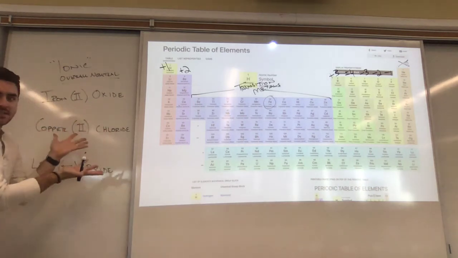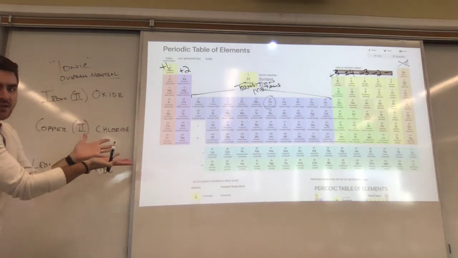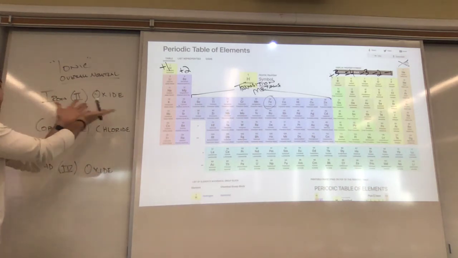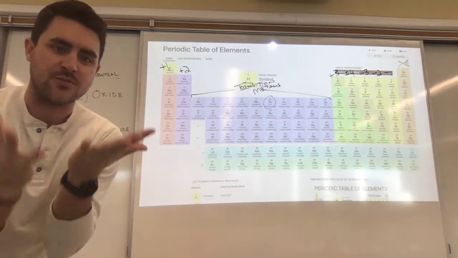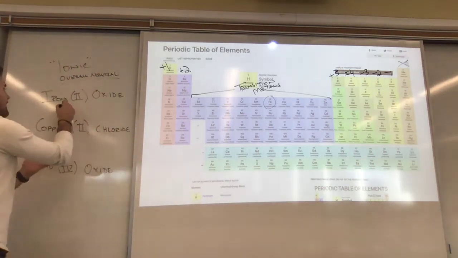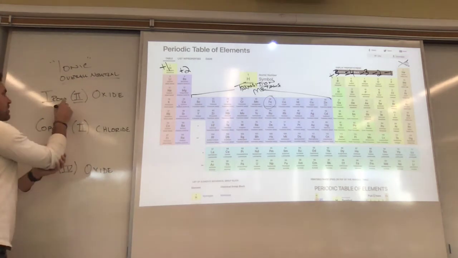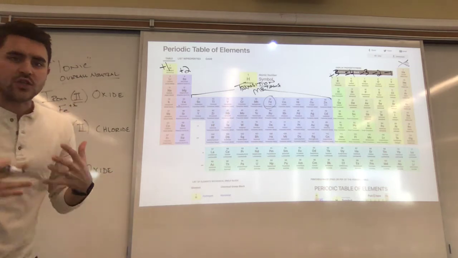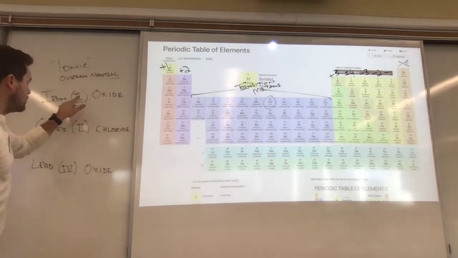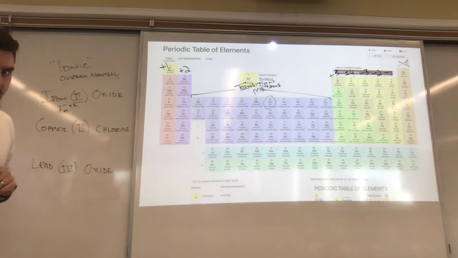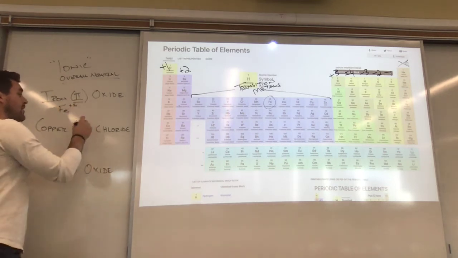The naming scheme is different. It's not just iron oxide anymore. Now it's iron 2 oxide. The name tells me exactly the charge of iron. The Roman numeral tells me the charge. What is the charge of iron? It's +2. Only transition metals will tell you the charge. Okay? Only transition metals will tell you the charge. So iron is +2.